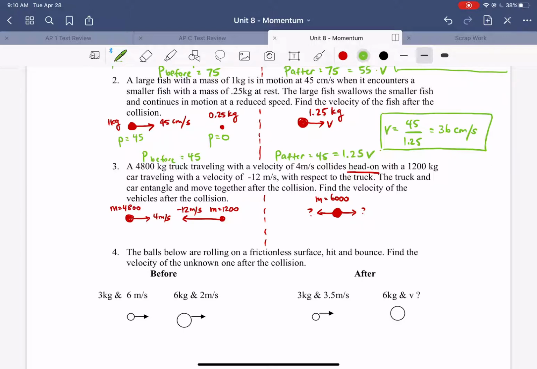Okay, so again, next thing we do is calculate the momentum for each of these objects. So for the truck, we have 4,800 times 4, that's 19,200. For the car, we have 1,200 times negative 12, which is negative 14,400.